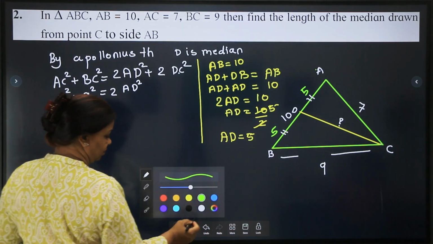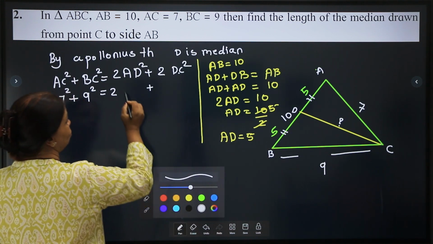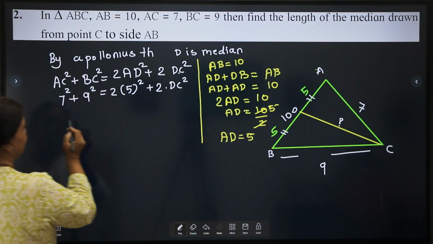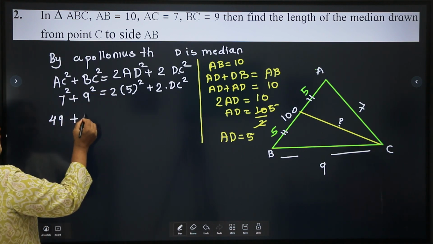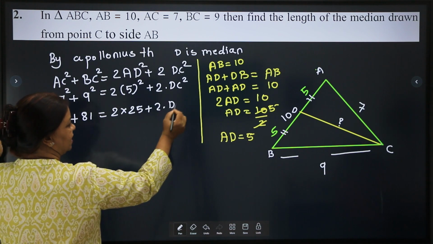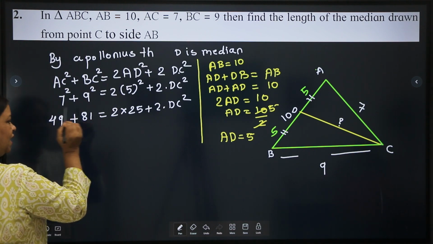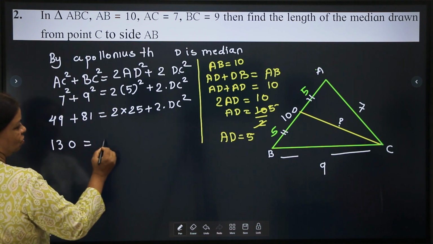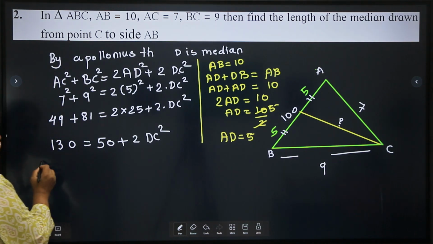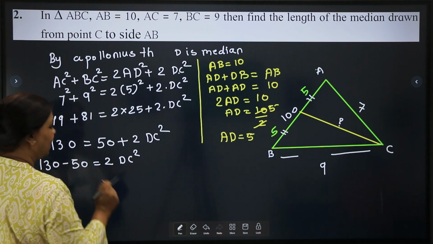So let's use that here. Plus, yes, we can use 2 times 5 square plus 2 times DC square. DC we need to find out. DC is the median. 7 square is 49 plus 9 square is 81 plus 2 into 5 square is 25 plus 2 into DC square. Now 49 plus 81 is 130, which is equal to 25 twos are 50 plus 2 into DC square. So 130 minus 50, which is equal to 2 times DC square. 130 minus 50 will be 80.